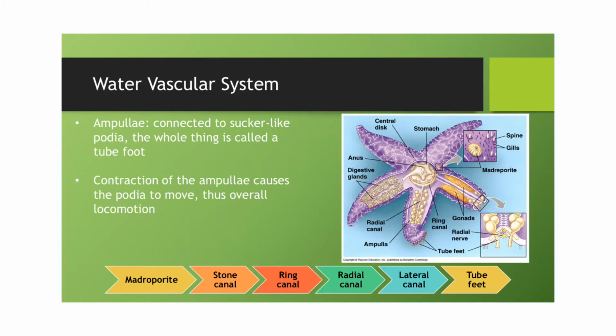And how does the water get from the madreporoid to the tube feet? It starts from the madreporoid, then a madreporoid circle, and then to the stone canal, then to the ring canal, then to the radial canal, lateral canal, and eventually to the tube feet.